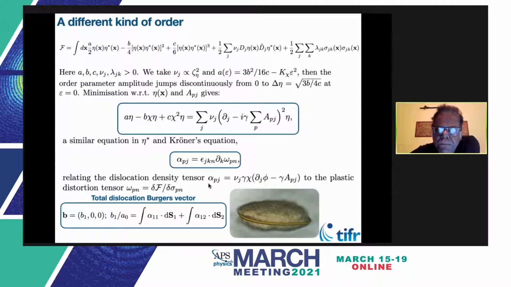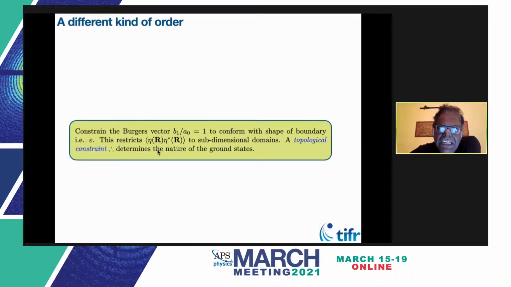Now comes the most important part. The Burgers vector can't be anything. It has to be constrained by the shape of the crystal. For every slip plane, you have a Burgers vector of 1. This restricts the order parameter to a subdimensional domain, which is on the slip plane. So there is a topological constraint which determines the nature of the ground state.